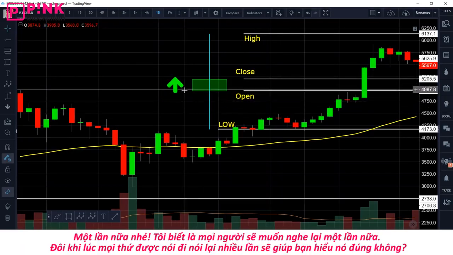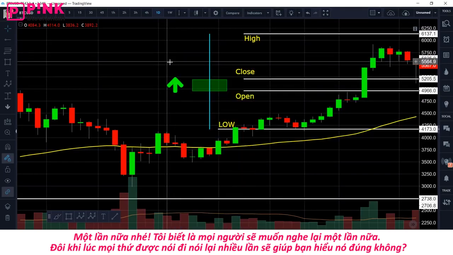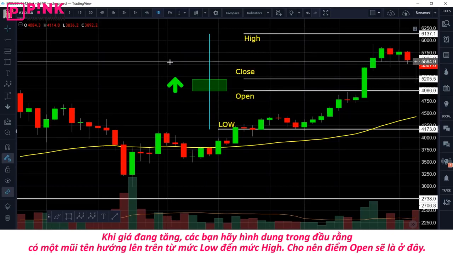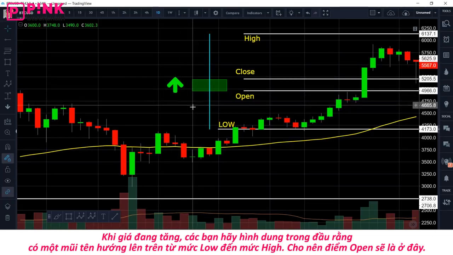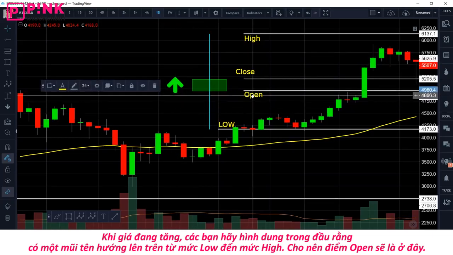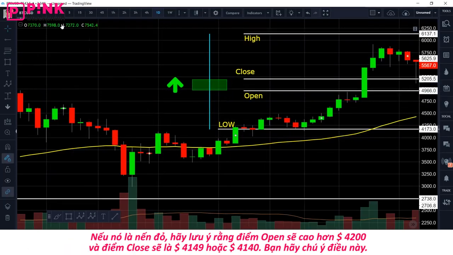One more time? Okay, you guys want to hear this one more time. I know you guys do. Sometimes when things are said enough times, it seems to make a lot more sense, right? So whenever you're going up, if it's a green candle, just pretend that there's an invisible arrow pointing up and you're going from bottom to top, okay? So this is where the open is, right here, of the body. So if you guys put your mouse right here, for example, okay? If it's a red candle, notice that the open, right, guys? The open is higher at 4,200 than the close of 4,149. Notice that?